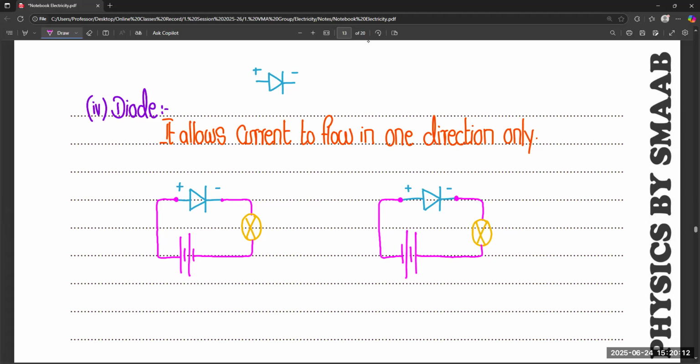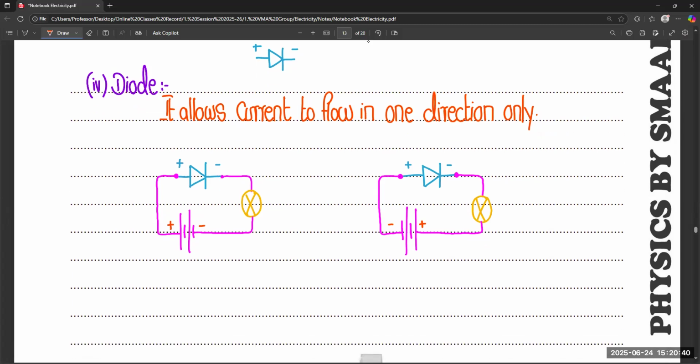So in both circuits, there is only one difference. In the first circuit, you can see the positive end is connected with the positive terminal of the diode, and the negative end is connected with the negative terminal. But in the second circuit, the positive terminal of the diode is connected with the negative end of the battery, and the negative end of the diode is connected with the positive end of the battery. So this is the difference.